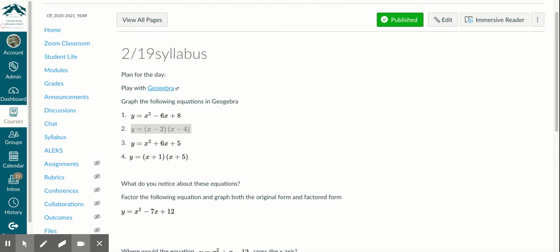And as we look back here, factors of positive 8 that add to negative 6 are negative 2 and negative 4. And so this is the factored form. And as we zoom in and look, you'll notice that it crosses the x-axis at positive 2 and positive 4. That is what the factored form tells us: the zeros of the equation, where if y was equal to 0 and we solved this equation, our solutions would be positive 2 and positive 4. So factored form tells us our x-intercepts.